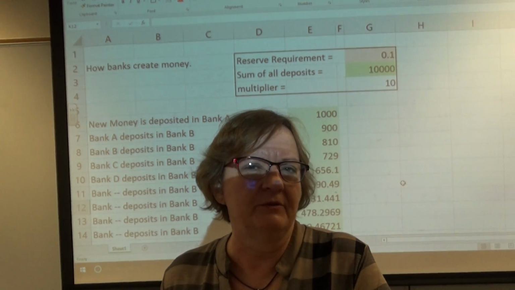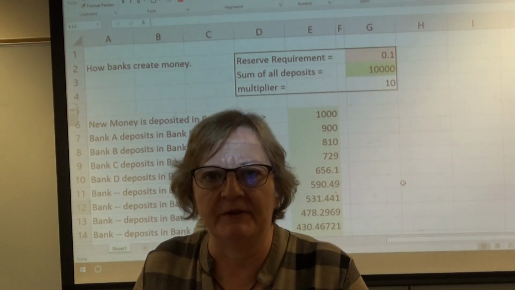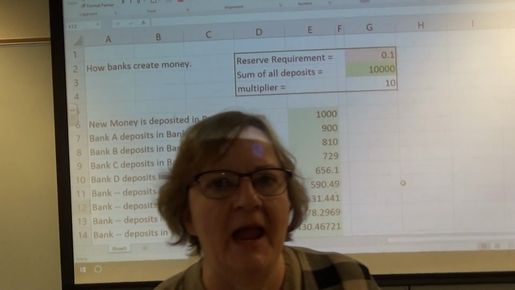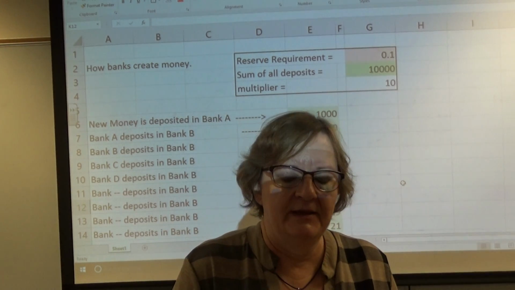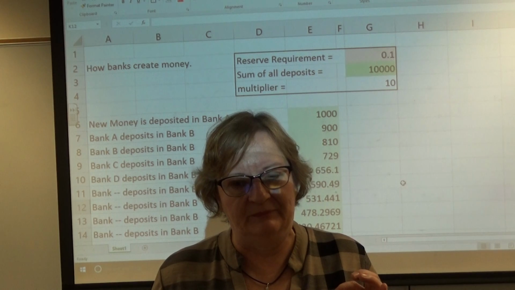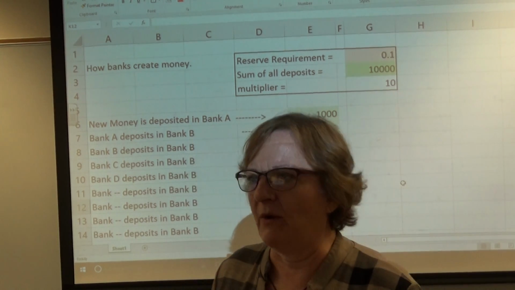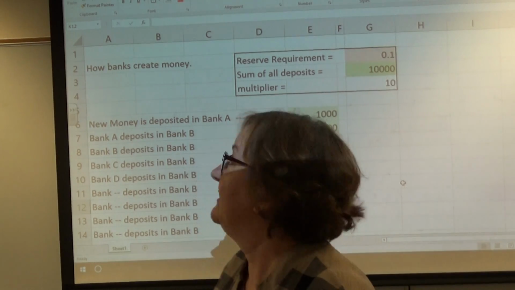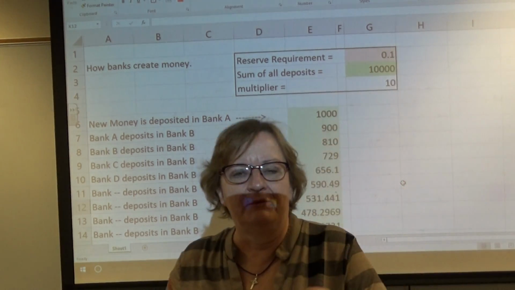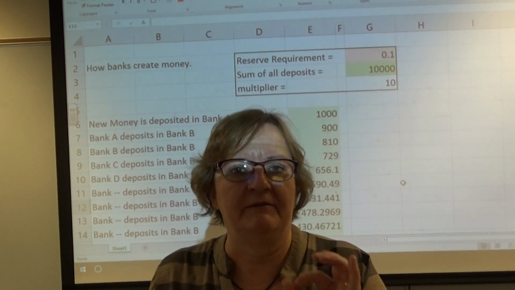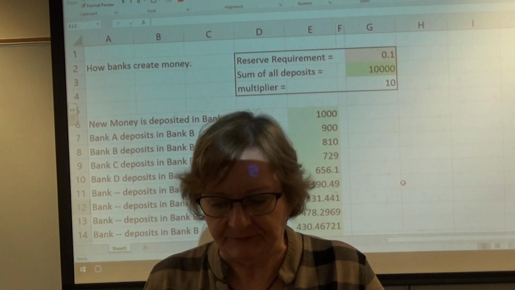The Federal Reserve requires, for safety, that various accounts have a certain reserve amount held. Now, in this class, on this level, we assume that there's one reserve requirement, like 10%. And that means that out of all deposits, they have to hold 10% of that deposit.